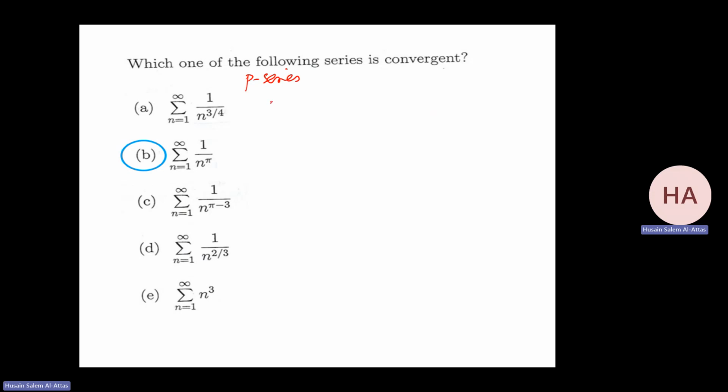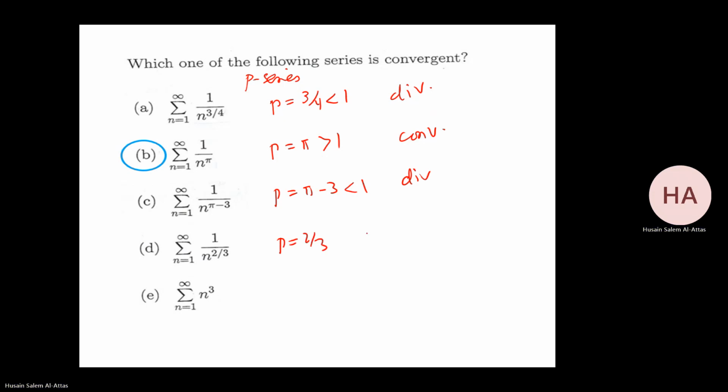This is p equal 3 over 4, less than 1, diverge. p equal pi, greater than 1, converge. p equal pi minus 3, which is 3.14 minus 3, less than 1, diverge. p equal 2 over 3, less than 1, diverge. This one, I can rewrite as the sum to infinity of 1 over n to the power minus 3. So p equal minus 3, less than 1, diverge. So that's the only one.